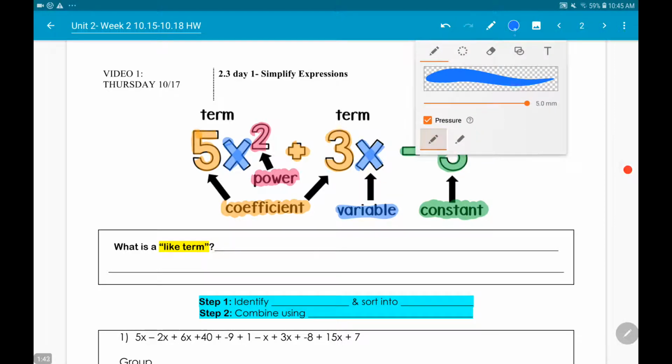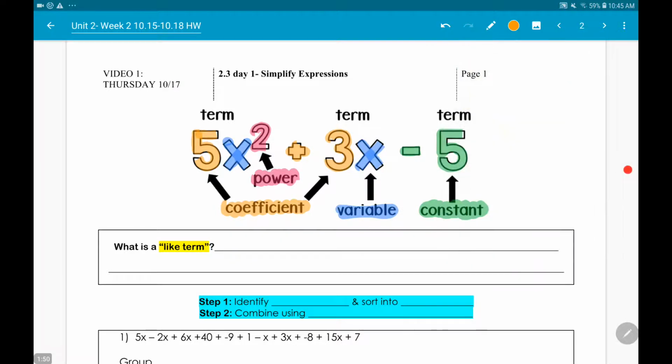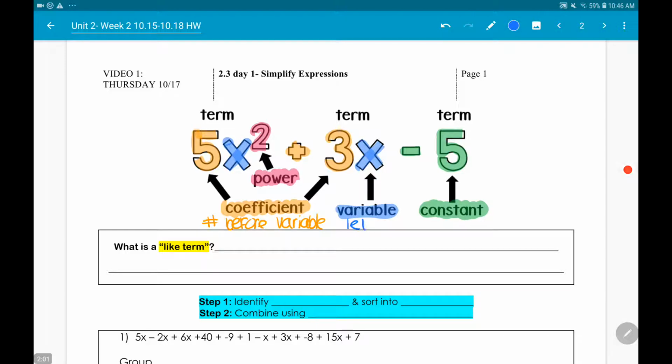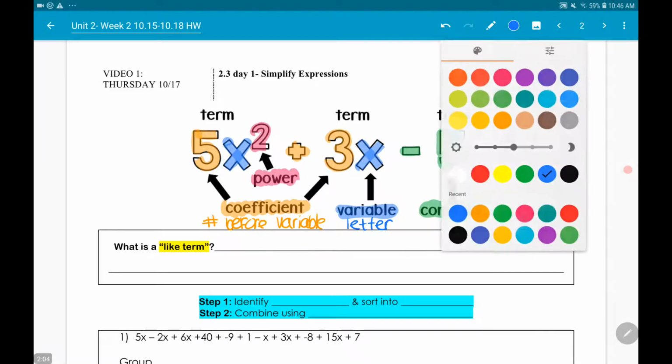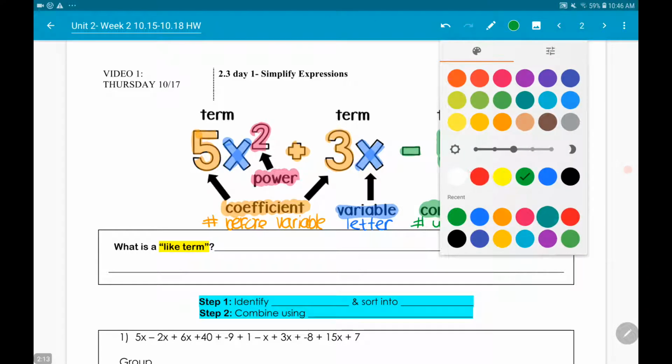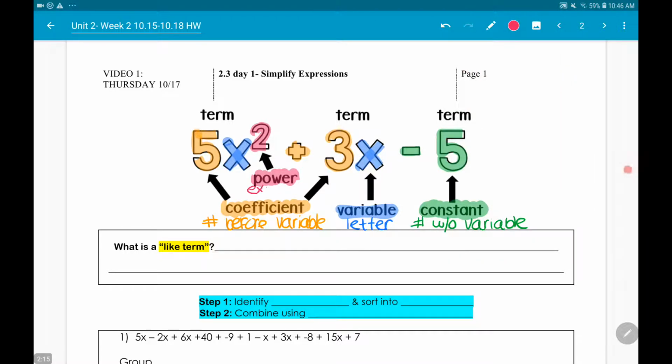Okay, so let's just write a quick recap of those words. Coefficient is the number before the variable. Variable is our letter or unknown number, and constant is the number without a variable. And the other word we had was power, which is our exponent.